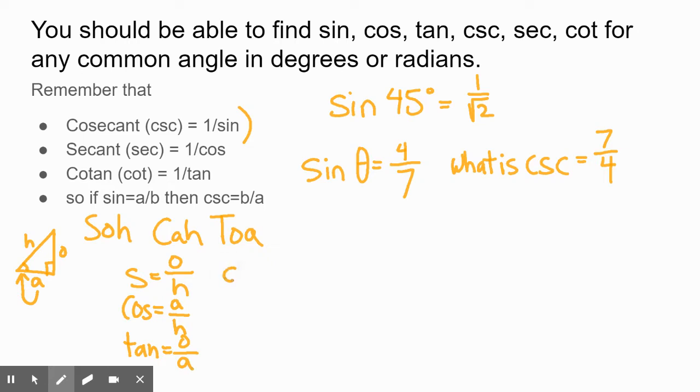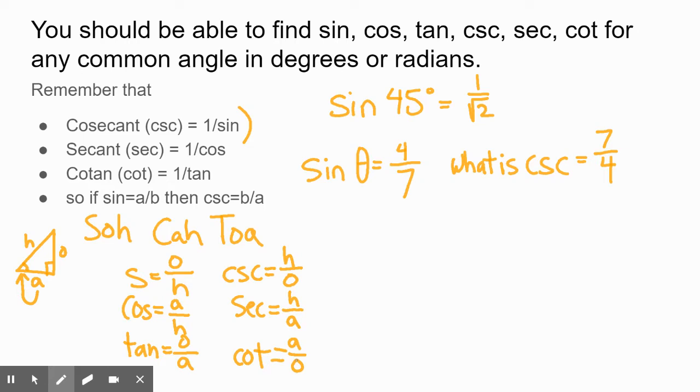So then we'll go cosecant is the inverse of sine. So that's going to be the hypotenuse over the opposite. Secant is the inverse of cosine. So that's going to be the hypotenuse over the adjacent leg, the one touching the angle. And then cotangent is going to be the inverse of tangent. So that's going to be the adjacent leg, the one touching the angle, over the opposite leg, the one the angle opens up to facing.